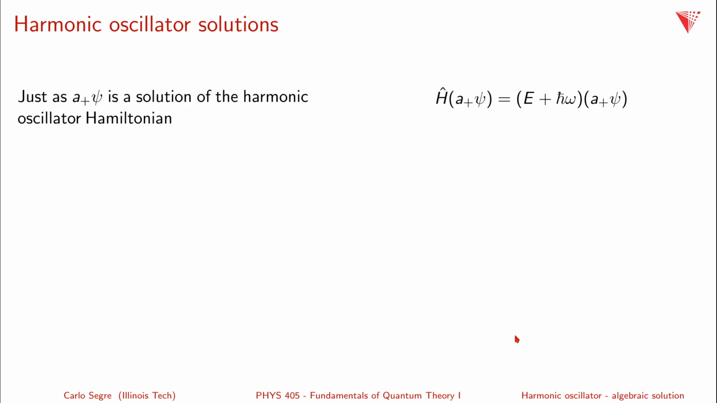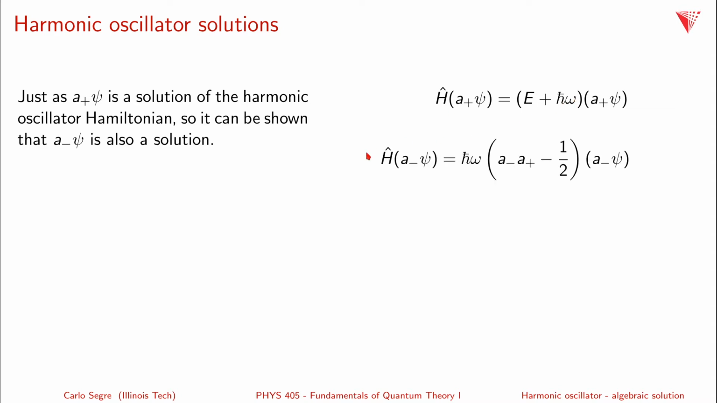What about A minus? In just the same way, we can do the derivation for A minus. This is what we had for A plus. For A minus, we start by applying A minus to psi, and then putting the Hamiltonian operator on the outside. And we have h bar omega, and now I've chosen the other version of the Hamiltonian, that is A minus A plus minus 1/2 applied to A minus psi. Remember, these two are totally equivalent.